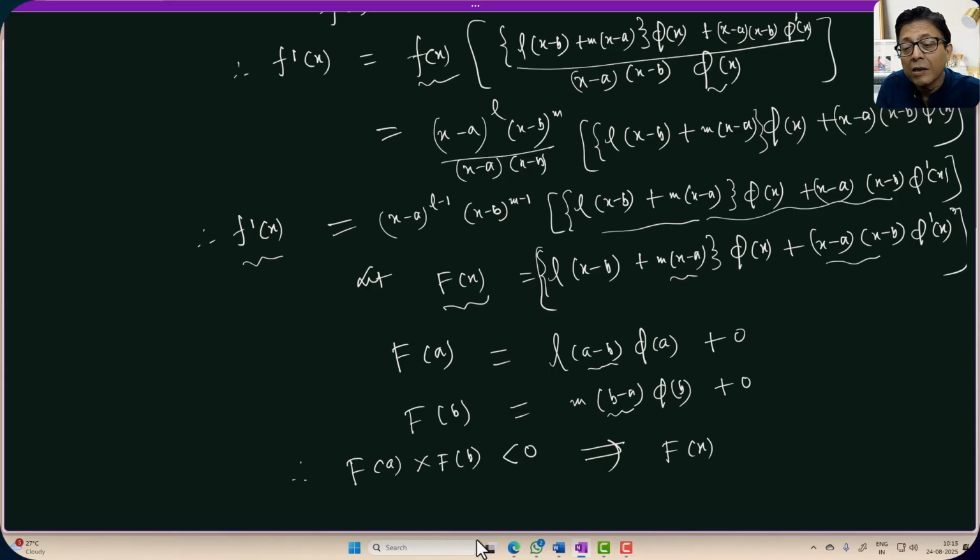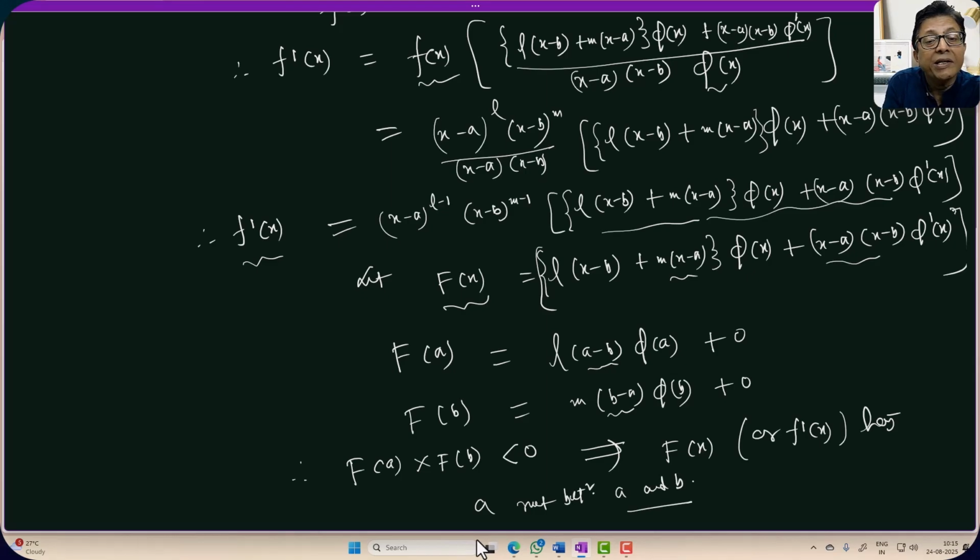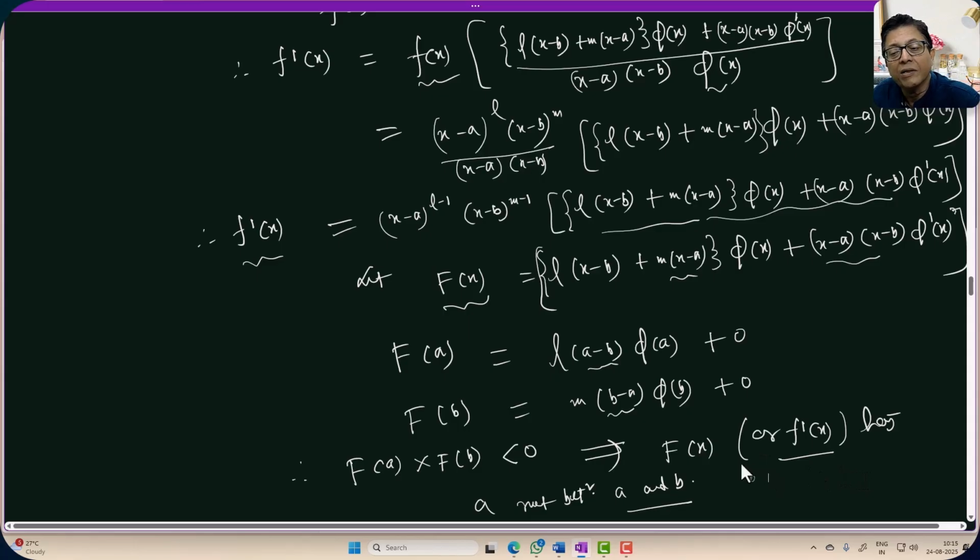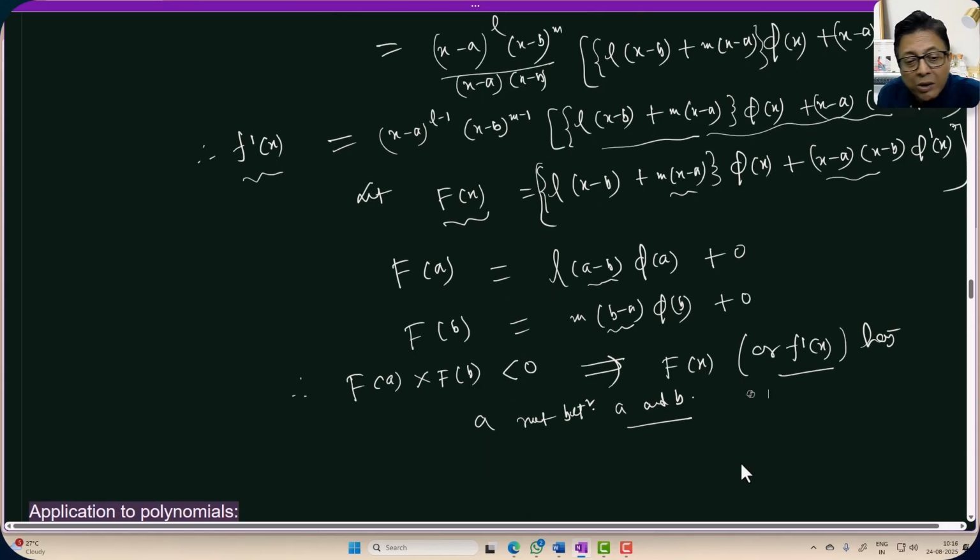This implies that fx, or f dash x, has a root between a and b. What are a and b? A and b are the roots of fx equal to 0. What have we got? Roots of f dash x now. There is a root between a and b. Clear?